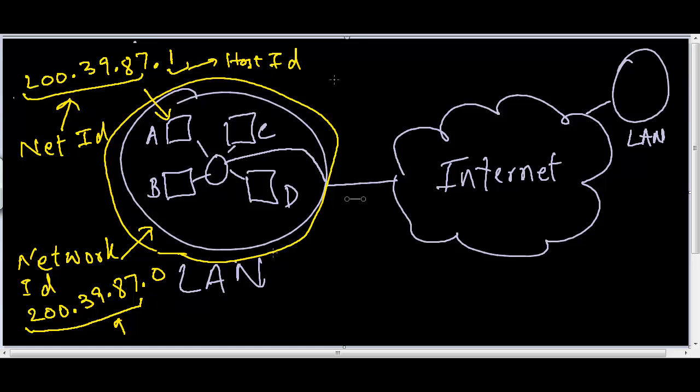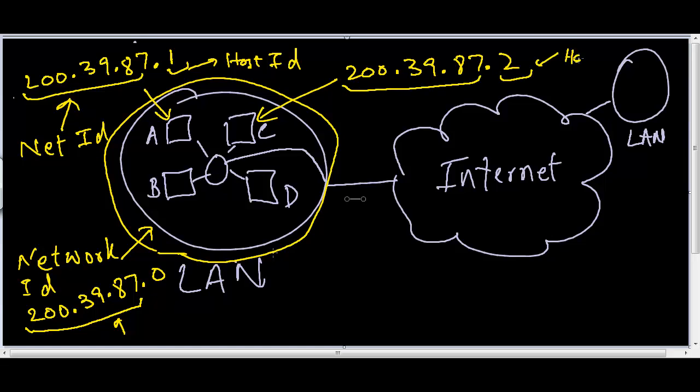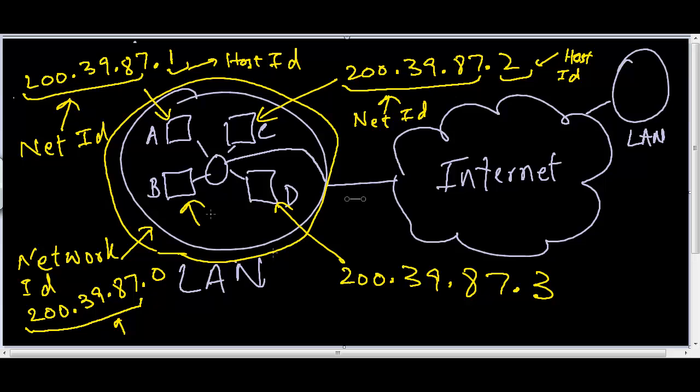Okay, how about this computer? This can have an IP address of 200.39.87.2. So this would be the network ID, and this is the host ID. And this would be the network ID. And this computer D can have an IP address 200.39.87.3. This here can have an IP address of 200.39.87.4. So you see, all of these computers have the same network ID, only the host ID part is different.